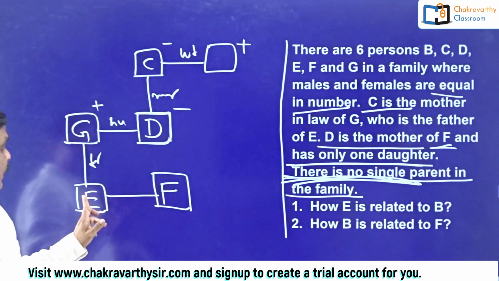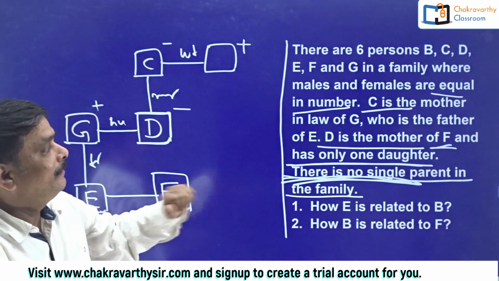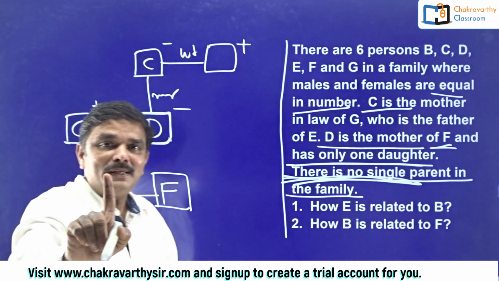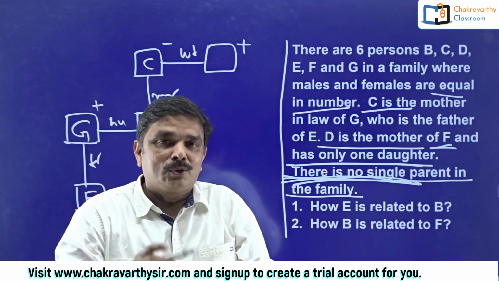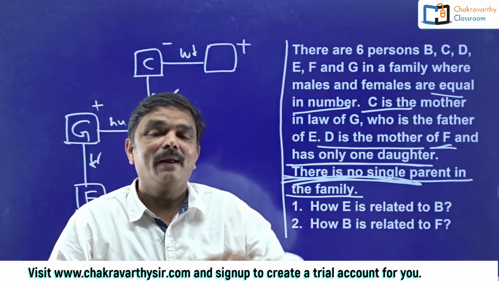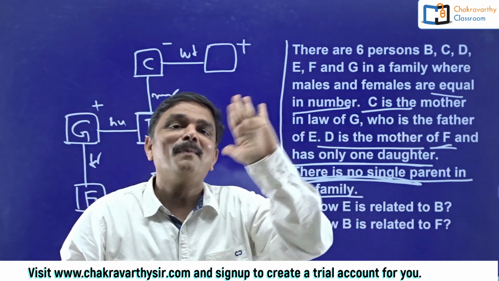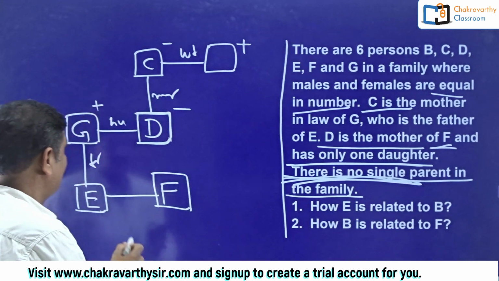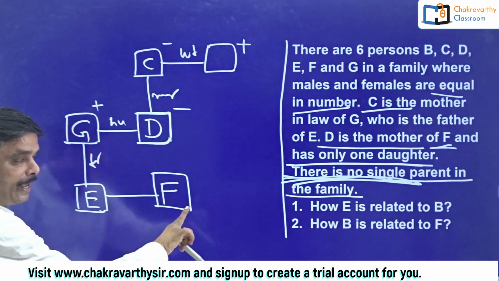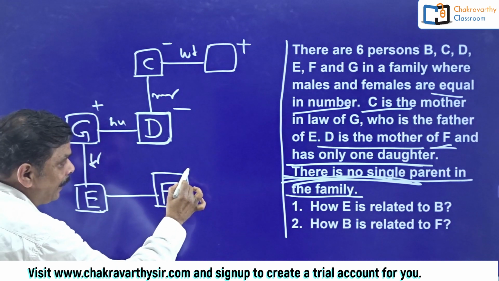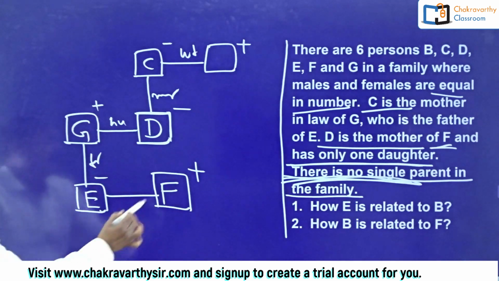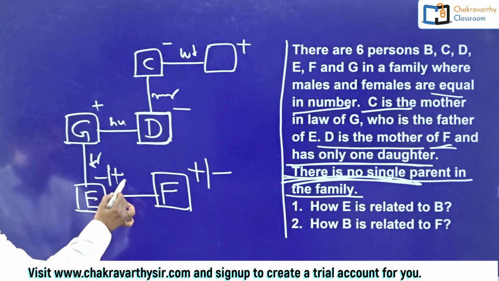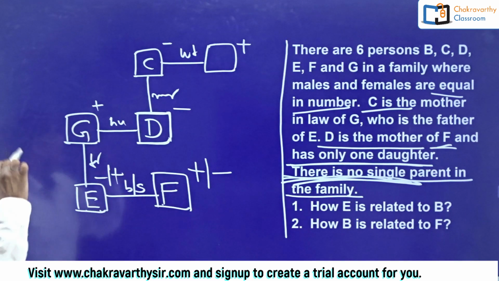But I don't know the gender of E or F, because here they have given D is the mother of F and has only one daughter. Only one daughter means she has only one daughter. So in her children, only one female is there, and male children may be there, may not be there. But among the children, she has only one daughter. That means between these two, one person is male, other one is female. If I take F as male, it should be female. If I take F as female, it should be male. Overall, E is brother or sister of F.